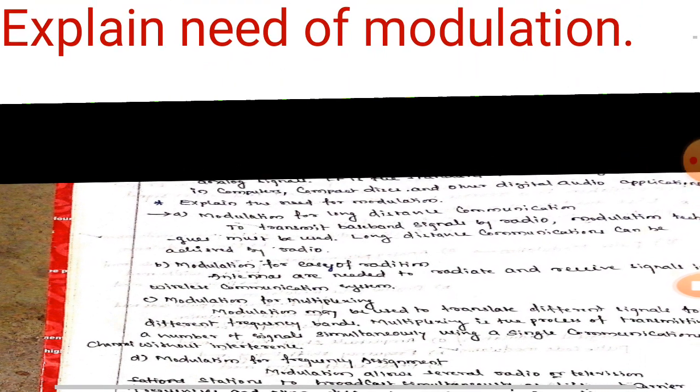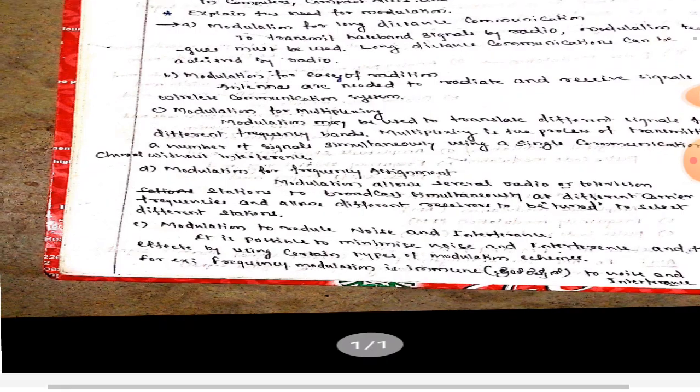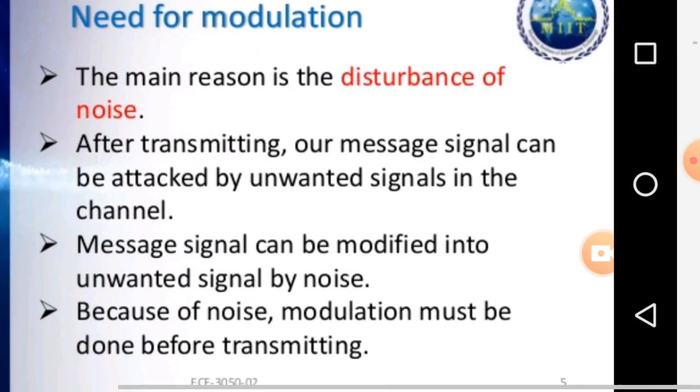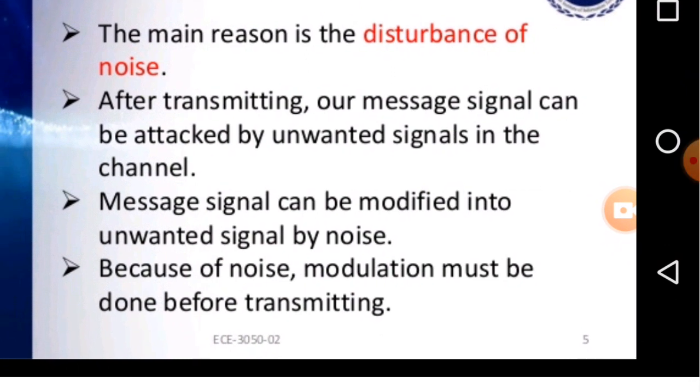Next, explain the need of modulation. The main reason is the disturbance of noise. After transmitting, our message signal can be attacked by unwanted signals in the channel. The message signal can be modified into an unwanted signal by noise. Because of noise, modulation must be done before transmitting.